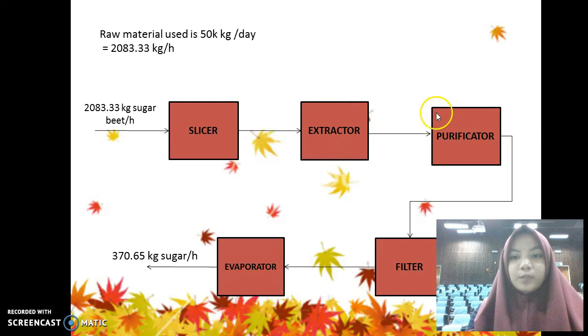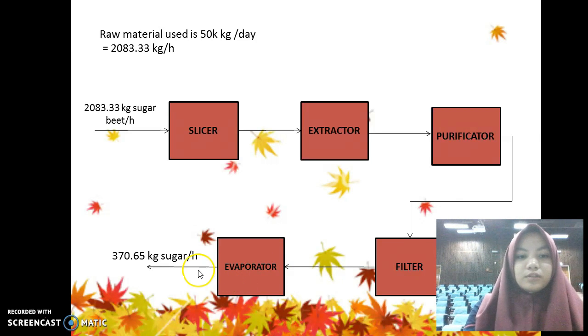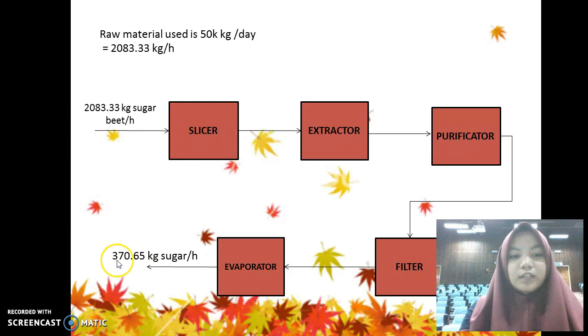Then we go to the purificator. Here the liming process occurs, for which we use carbon dioxide and calcium oxide, and then we went to the filter to get rid of the lime cake and some impurities, and then lastly we went to the evaporator. Here we remove some water so we can get the thin juice. So our last product is 370.65 kg sugar per hour.